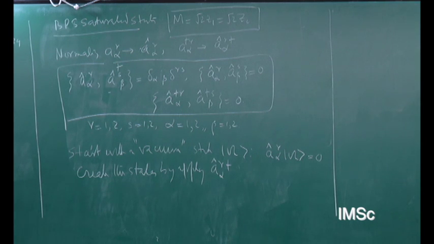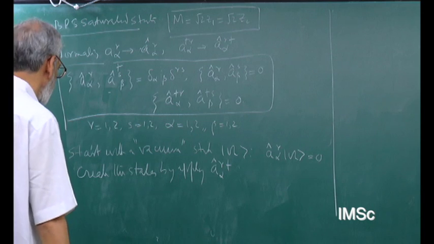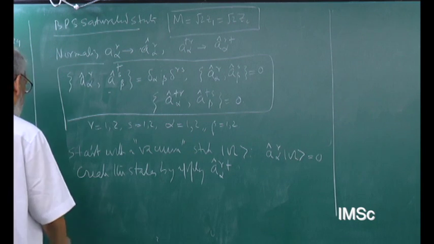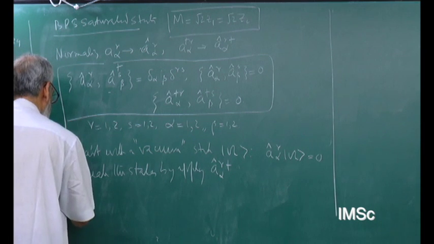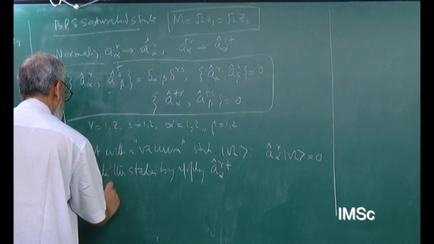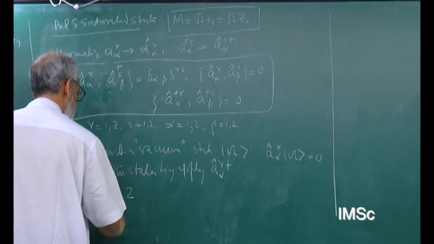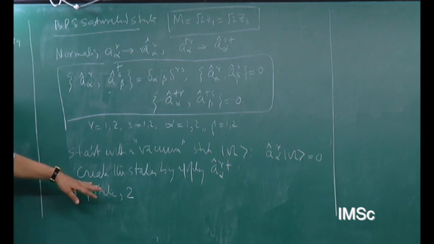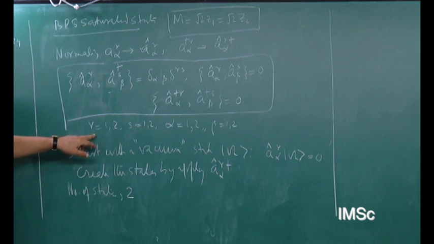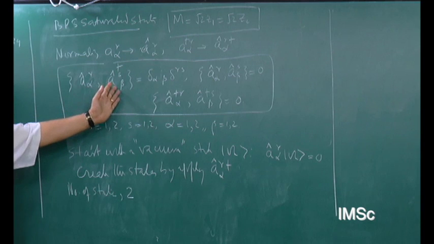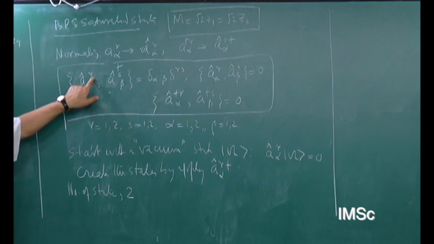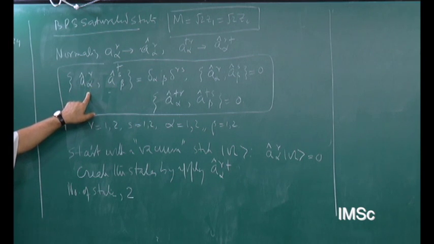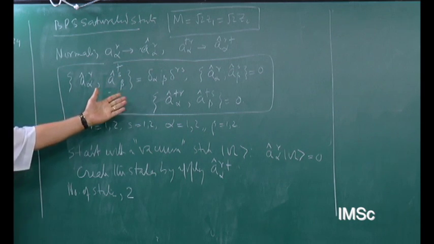Now, how many states do I expect here? Let me write down that first. How many states? Number of states. I have 4 sets of oscillators for 2 values of R and 2 values of alpha. So I have 4 algebras.